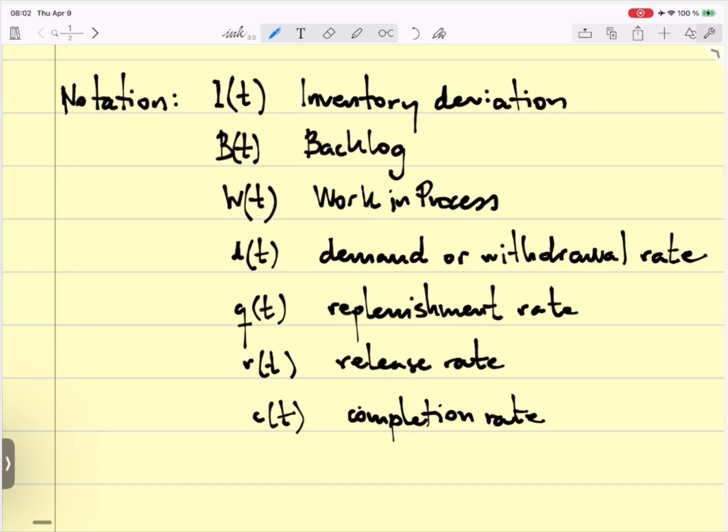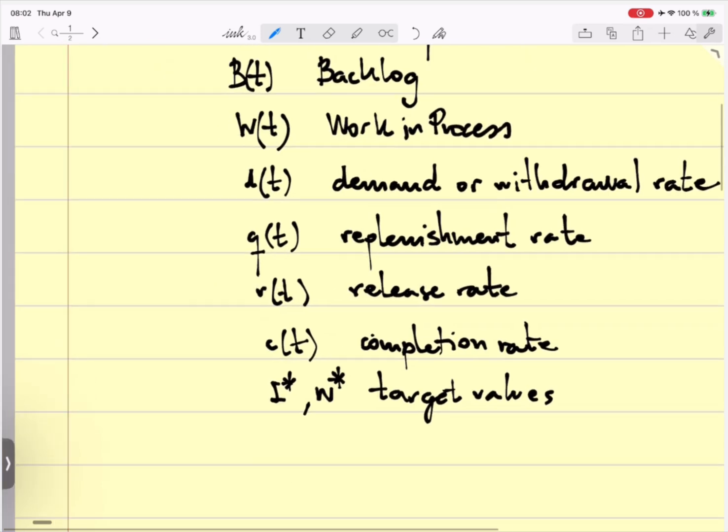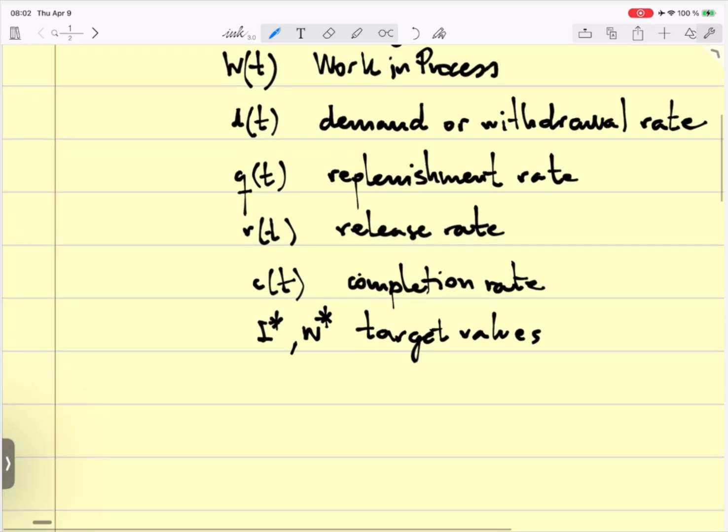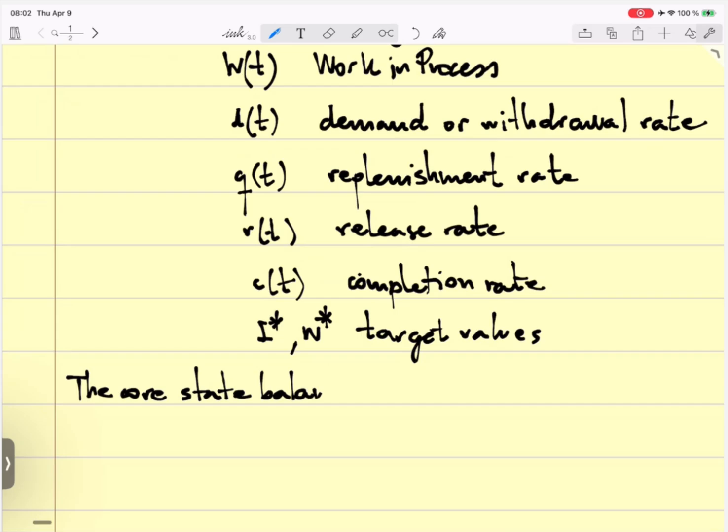This is going to serve to solve some problems. I star, W star are going to be target values, and U of t is the step function. Okay, so some usual problems. So the core state balances in logistics are going to be 3.